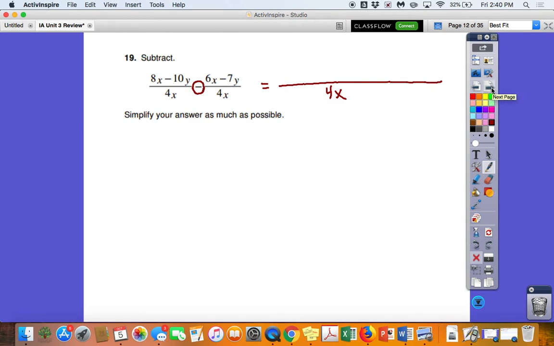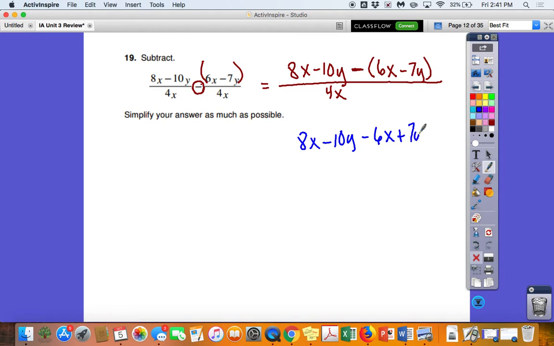On this one, you're subtracting that binomial, so it's got to change signs. If you don't use parentheses, you're going to miss it. So the first one is okay, but everything that comes after the subtraction sign has to be wrapped up. So that's going to be 8x minus 10y, and that's going to be a negative 6x plus 7y. Okay, and just keep your 4x rolling down there.